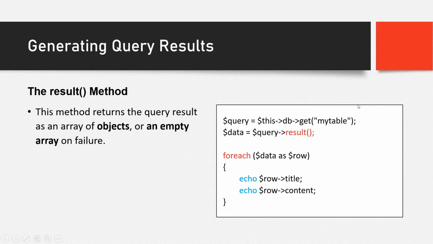So this is our sample. We try to call the get method, and then after that, call the result method. If we try to iterate that result using foreach, this is how we do it. The data as row. Then for the row, it's up to you what kind of variable name you are going to use. To get the specific value for a field, we need to use the dash greater than, or the arrow, since the result of this method is an object. So that's how we do it.